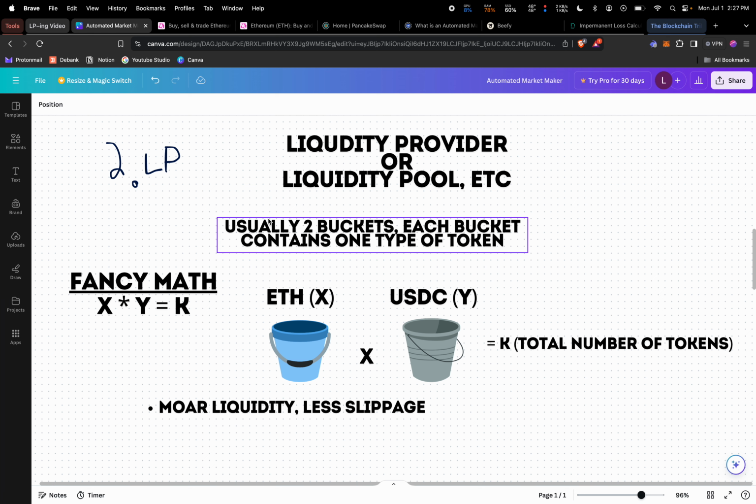But basically, think of it like this. There's two buckets, usually. Each bucket contains one type of token. In one bucket there's ETH, in the other there's USDC. But these are in a pool, so these buckets are almost in a big bucket. If you have ETH, you can go into this pool and swap ETH for USDC. It uses the fancy math and makes sure the constant, represented by K, stays the same. And there's sliding curve stuff and fancy math that happens.